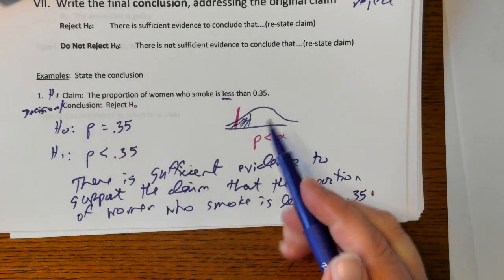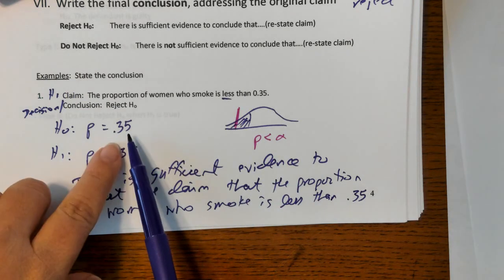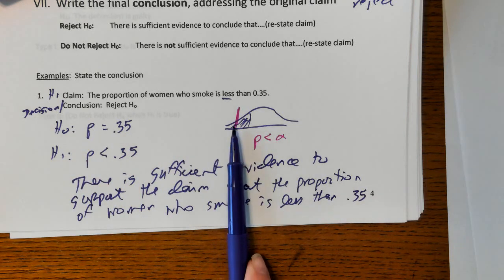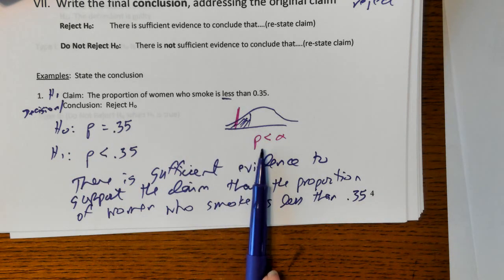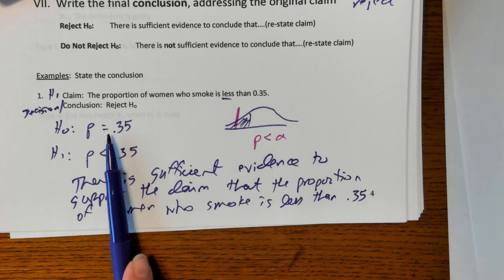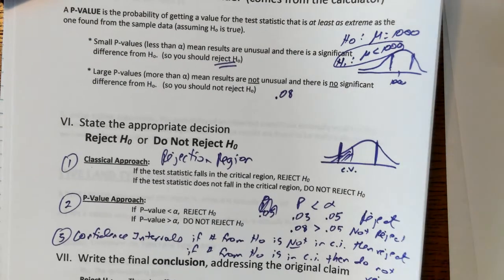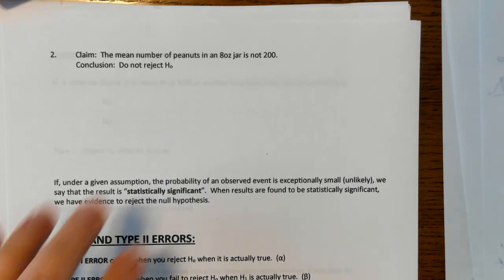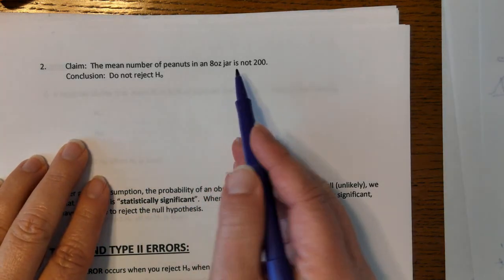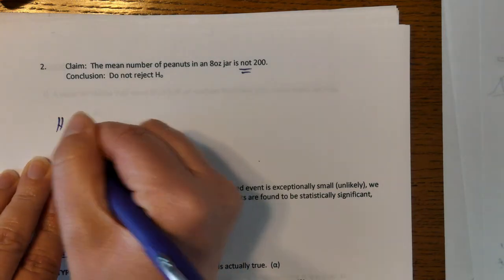In other words, if the proportion of women who smoke really is 0.35, then the chance of us getting a sample way down here was incredibly low. So that means we don't believe that 35% smoke. We think it really is less than that. Okay, another example here. The mean number of peanuts in an 8-ounce jar is not 200. Remember, that's their claim. That's their H1.